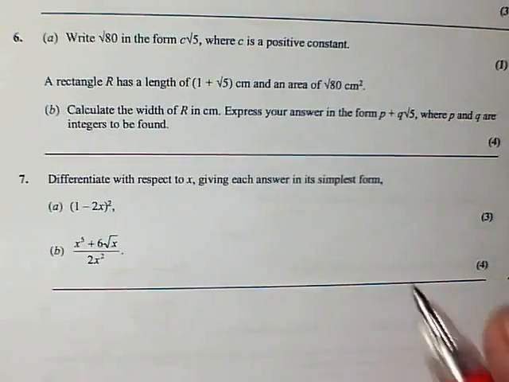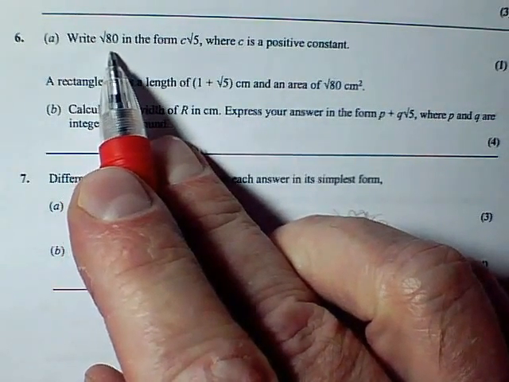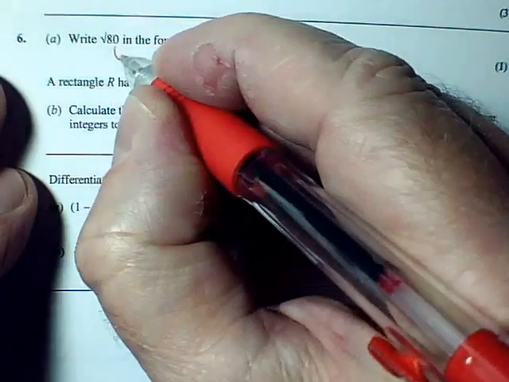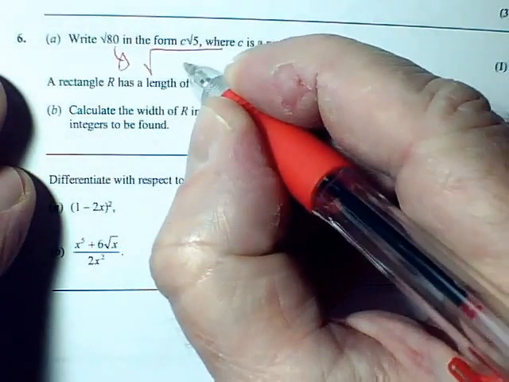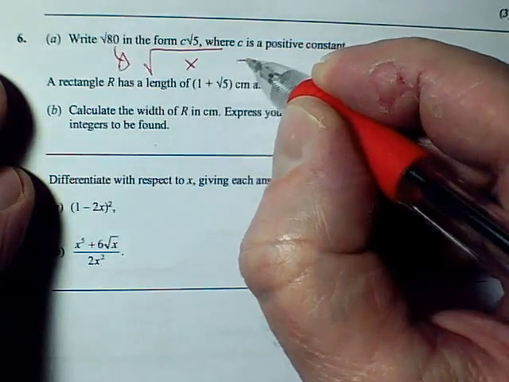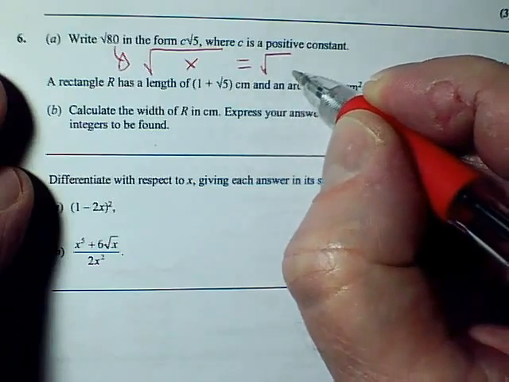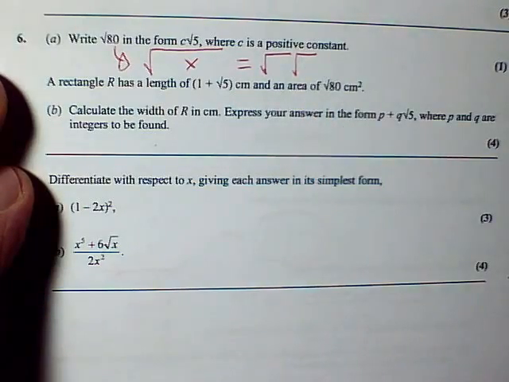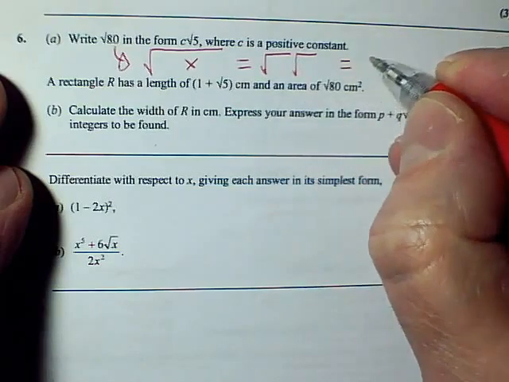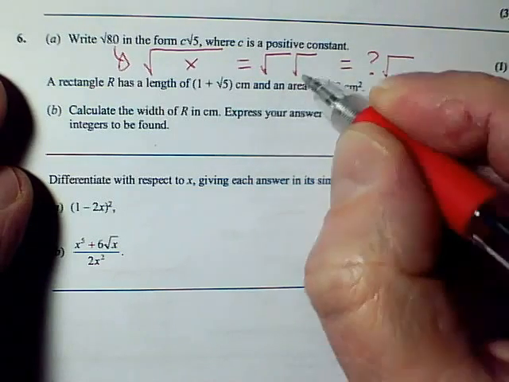Okay, question 6. The first part, we've got to write root 80 in the form c root 5. So to simplify a surd, you need to write 80 as something times something, where the first thing has to be a square number, because that means when you split it up into the square root of the first thing times the square root of the second thing, this first thing will be the square root of a whole number, so you're going to end up with that whole number times the square root of this other bit that wasn't a whole number.